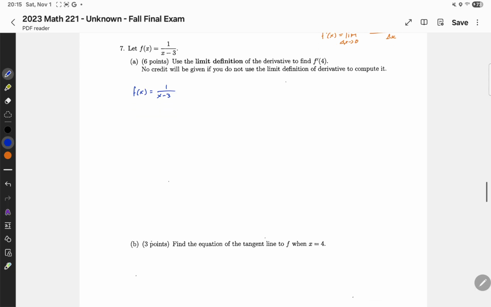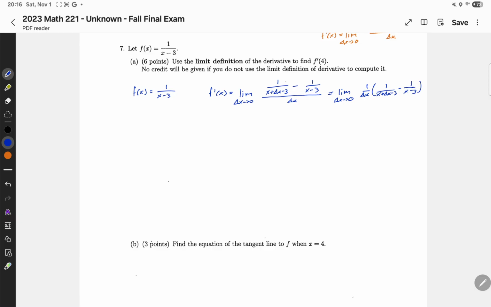Now we have that f prime of x is going to be equal to the limit as delta x approaches 0 of, and let's just go ahead and substitute it in right away. We have 1 over x plus delta x minus 3 minus 1 over x minus 3. And all of this is going to be over delta x. Let's go ahead and rewrite this slightly as the limit as delta x approaches 0 of, bring this 1 over delta x out front, times 1 over x plus delta x minus 3 minus 1 over x minus 3, just like this.